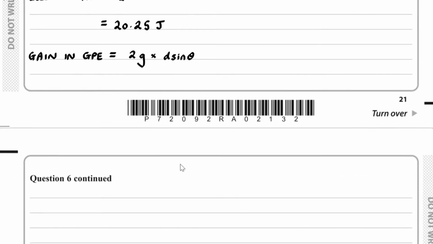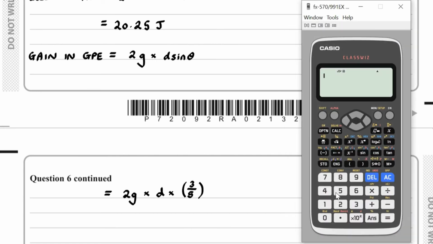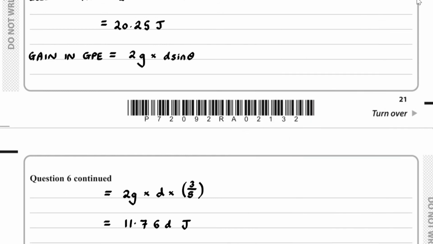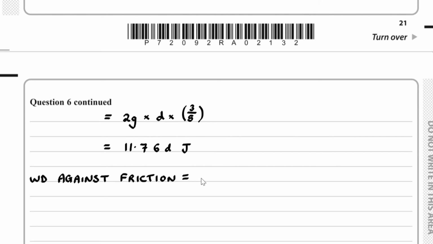So we have 2g multiplied by d multiplied by 3/5, and if I work this out, I get 11.76 d joules. And now I can also find the work done against friction, and this will equal the frictional force F multiplied by the distance it travels, d. So I have mu multiplied by R multiplied by d.